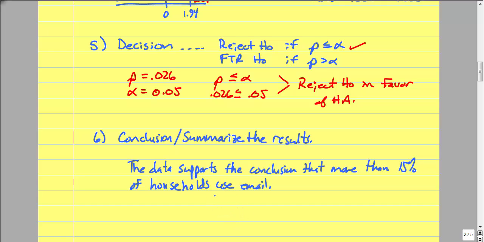Now another concern I would have about this particular study is whether the data is even valid anymore. 1997 was almost 20 years ago now, and certainly email use in households has changed rapidly. So I'm not sure if our population is the same in terms of internet usage as it was back in 1997. So I'd be a little skeptical about these results, but they do seem to indicate in the correct direction that more than 15% use email. Let's go ahead and look at another example.